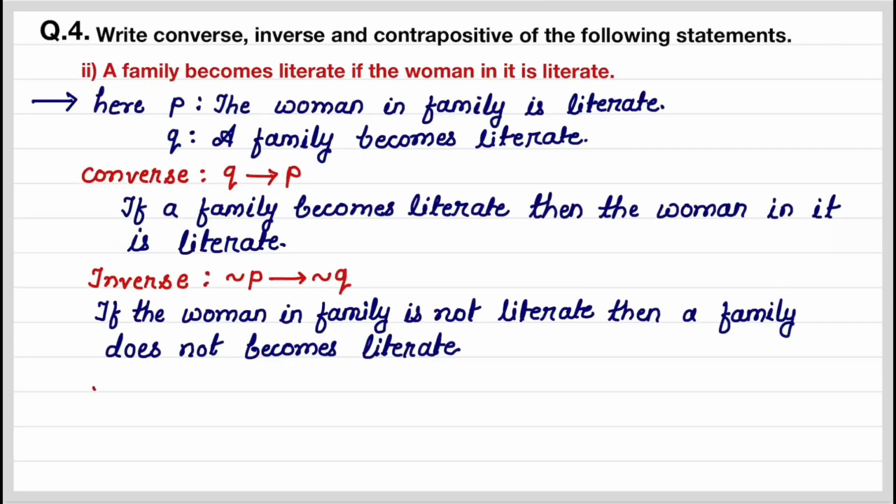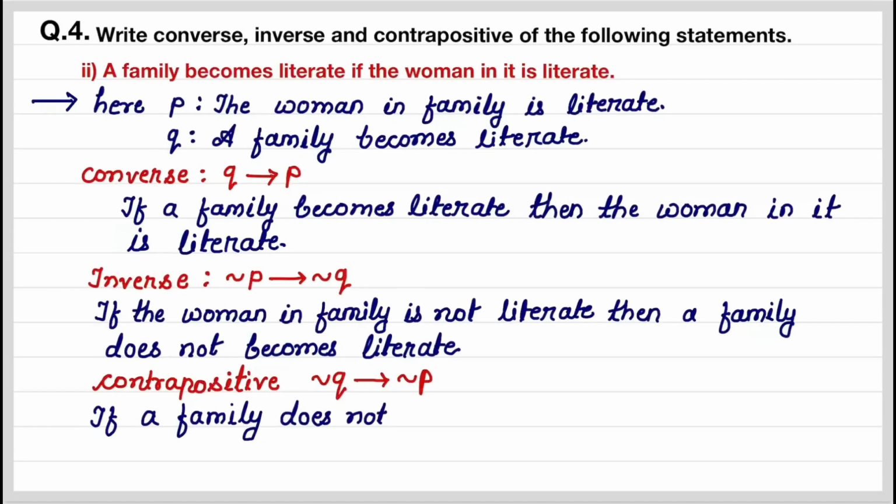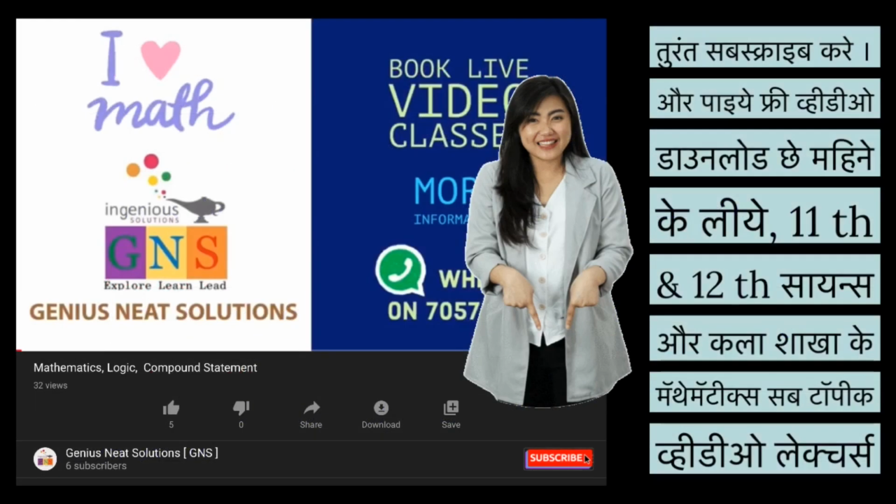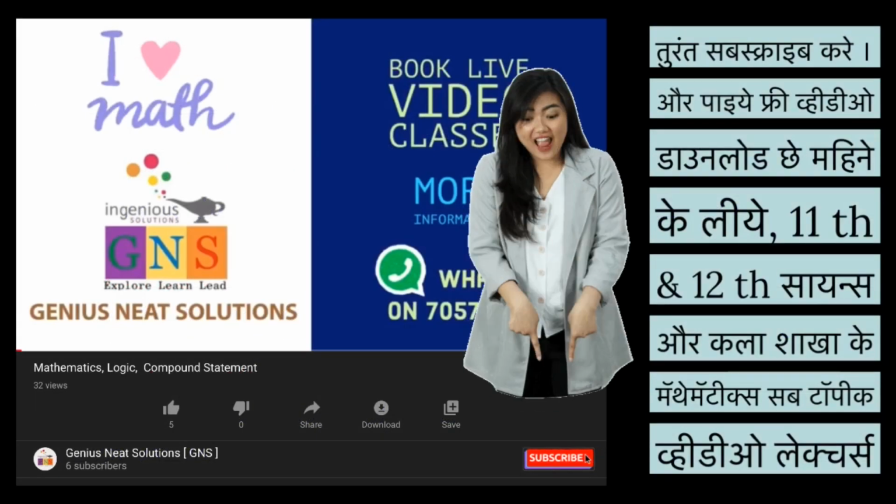Okay, now contrapositive. Contrapositive of P implies Q is negation of Q implies negation of P. We already have negation of P and negation of Q. Now write the statement. If a family does not become literate, then the woman in it is not literate. Converse, inverse and contrapositive are most important. This question carries 3 marks. Grab these 3 marks. Okay, see you in the next video.